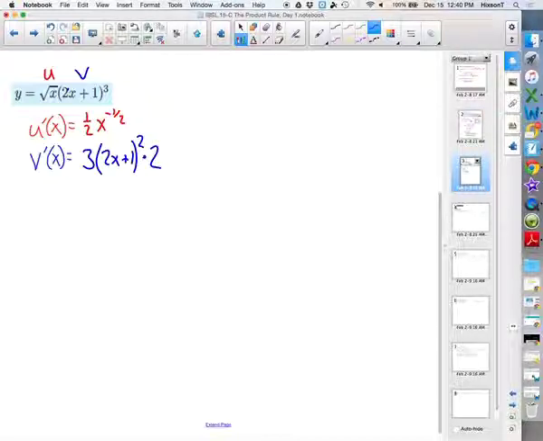We take something cubed, the derivative is 3 times something squared, and then you take the derivative of that something. Okay, makes sense. And I would simplify this down to 6 times (2x plus 1) squared. So now we have everything that we need, we just have to put it together. Why don't you try to take it from there, see if you can put it all together the right way.